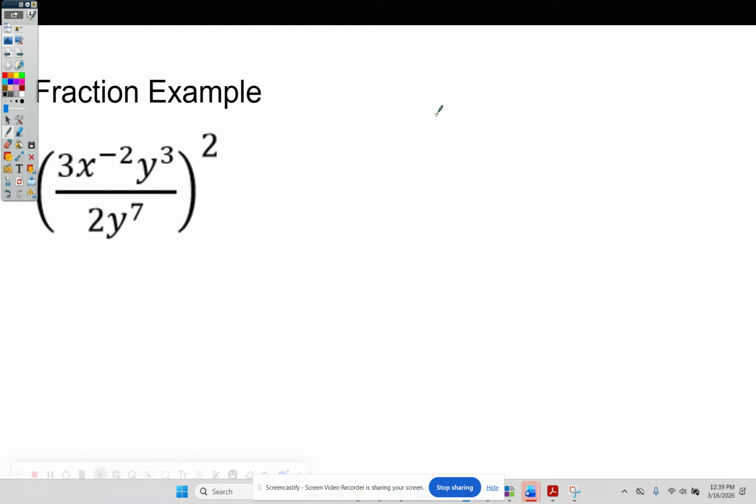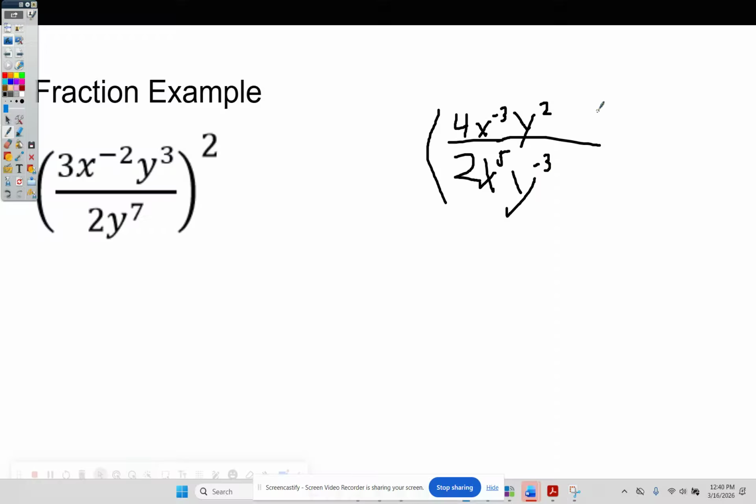Actually, let's do one more question here, and let's have you guys work on this. How about 4 over 2? How about x to the -3, x to the 5, y to the 2, y to the -3, and then all of this to the power of, let's do a 3. There we go. So there's a good example for you. Go ahead, take your time to work on this on your own, and then I will come back and give you the correct answer here in a second.